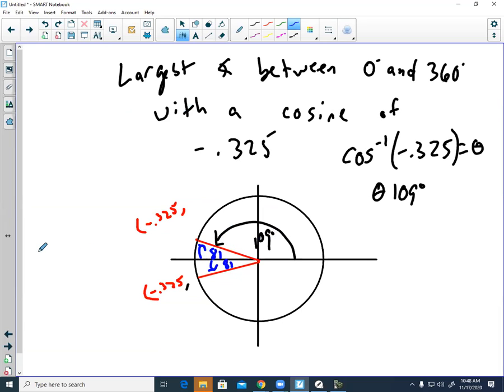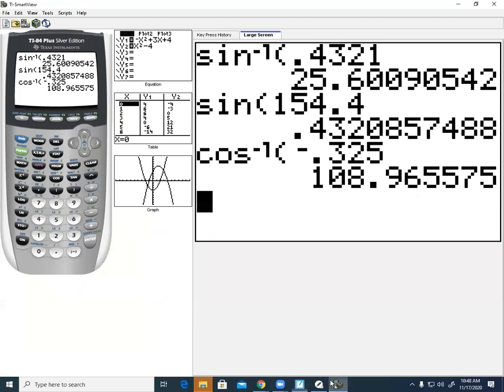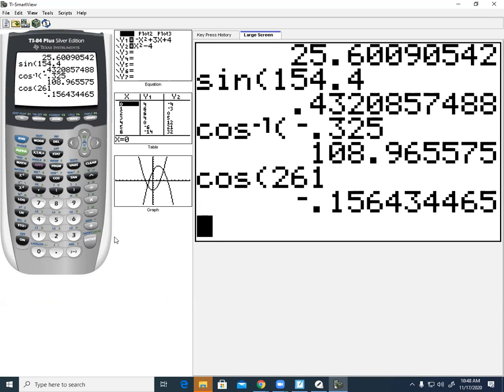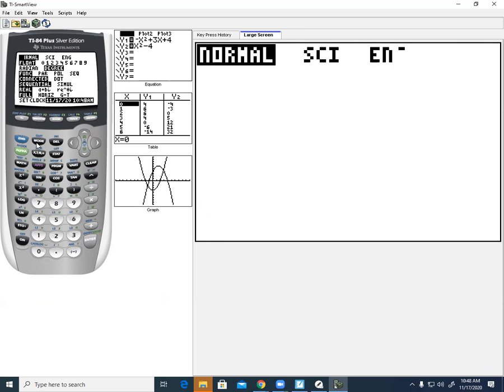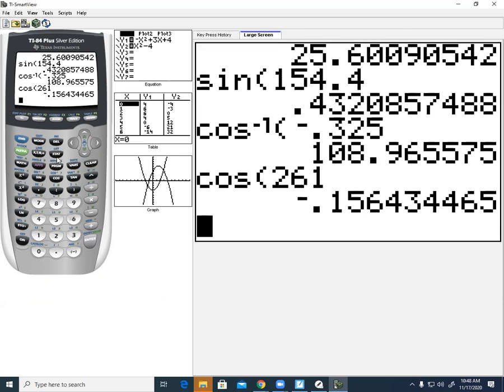So my next angle should be 180 plus 81, which takes me to 261. So cosine of 261 should give me negative 0.325. That tells me that my angle, if I continue on, of 261 should give me the same thing. So if I hit cosine of 261, it should give me, oops, am I in the right mode? What did I do? Shouldn't it be 71? Is it actually 81? Is it 71? Oh, it's 71. Thanks.